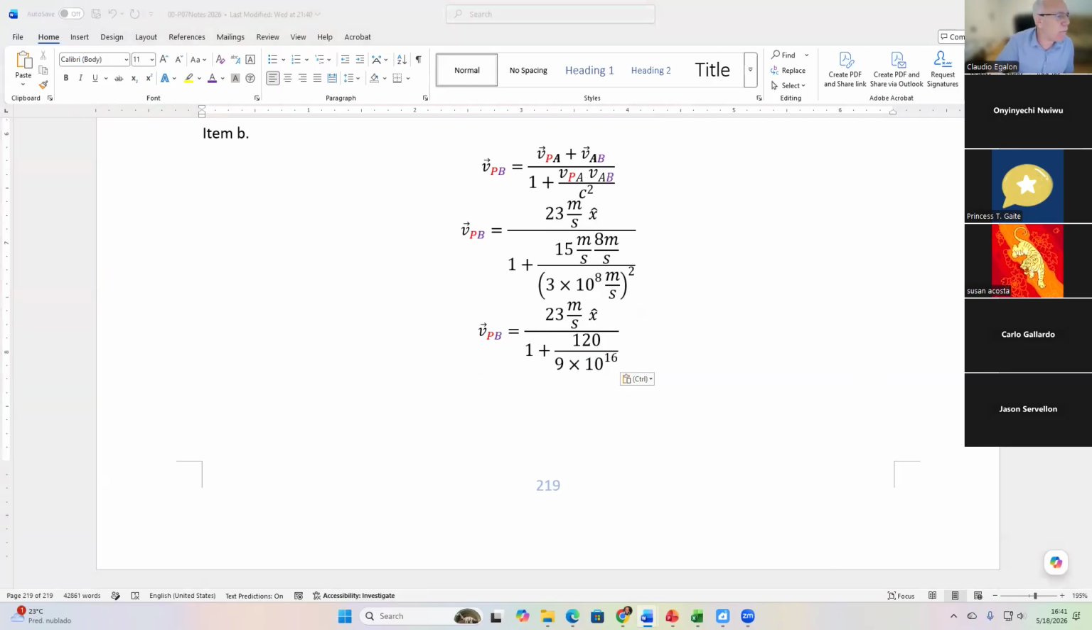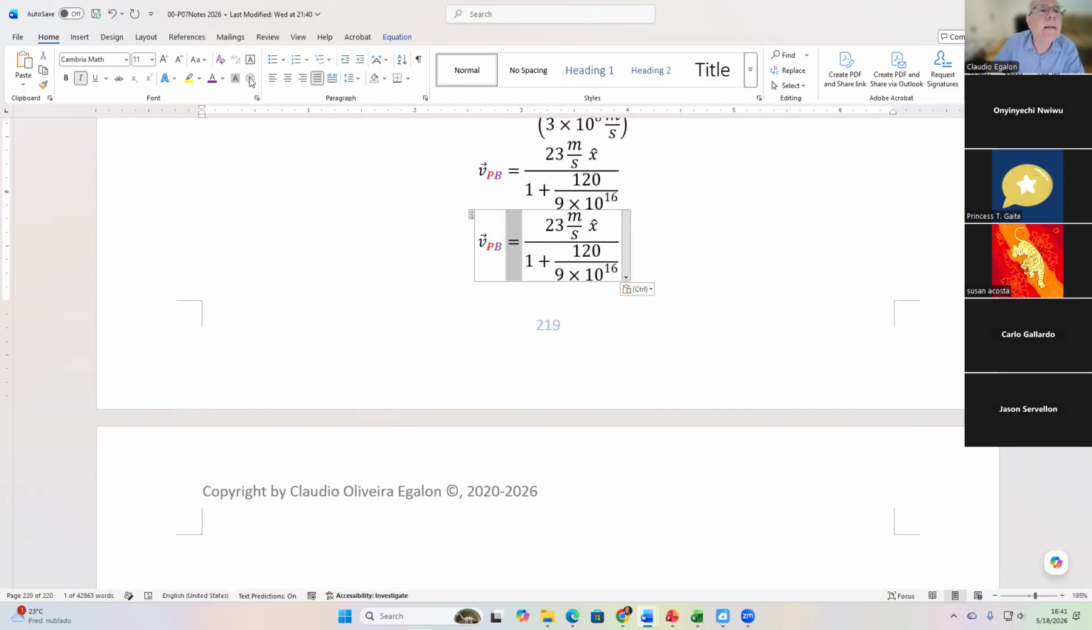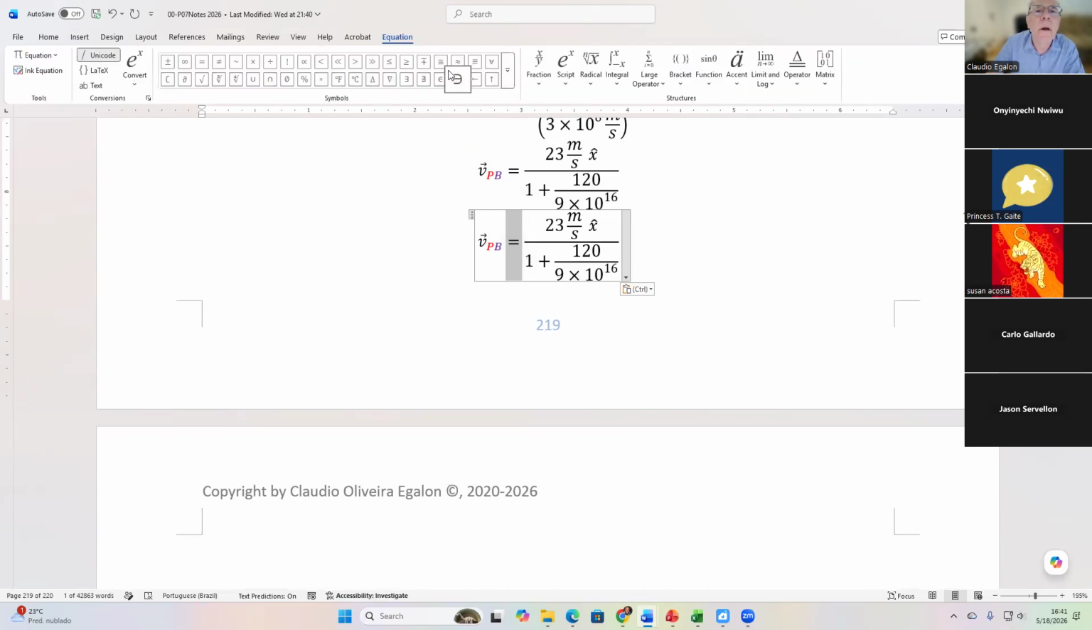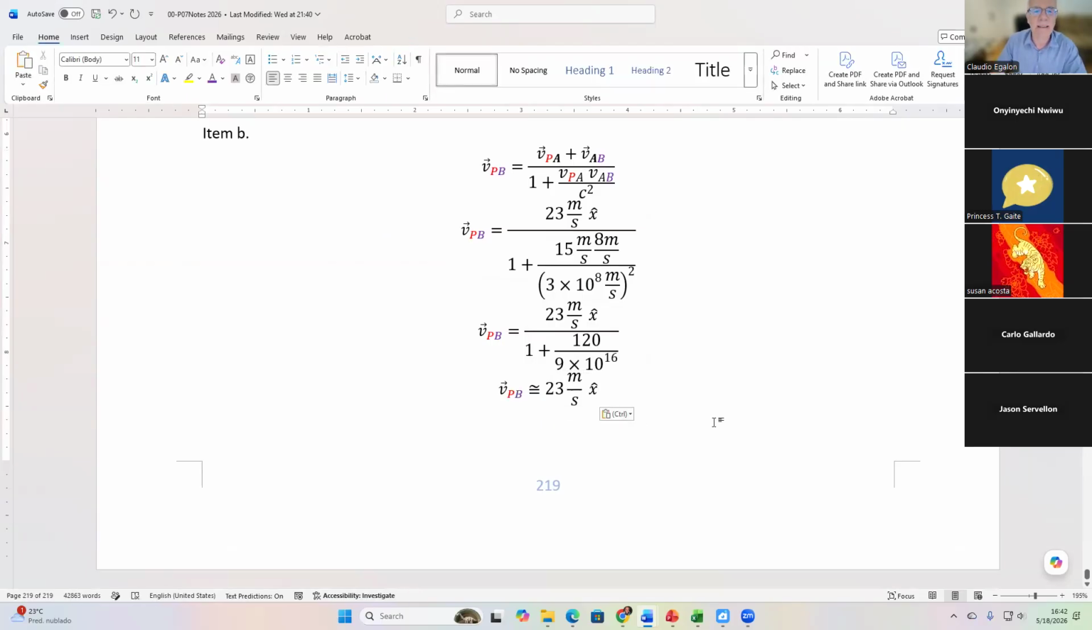But what happens if we have relativistic velocities, right? Now we're going to do an actual example that involves relativity. So here you go. This is approximately 23 meters per second. Like that.